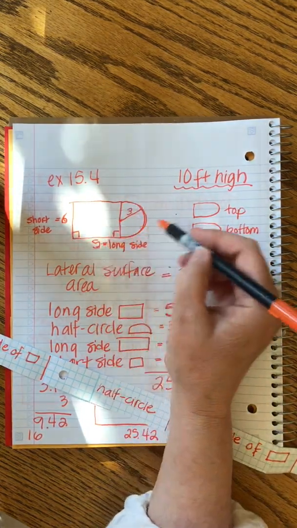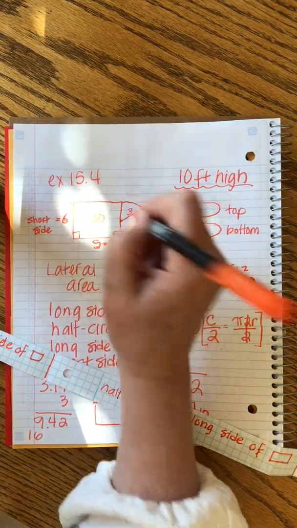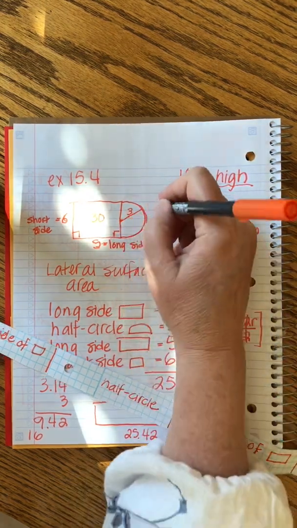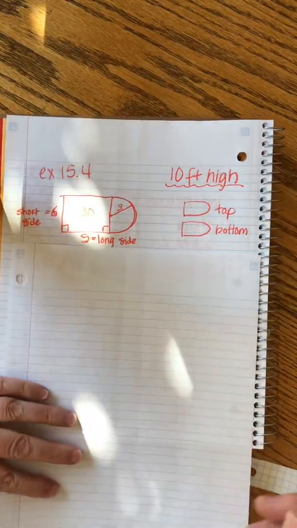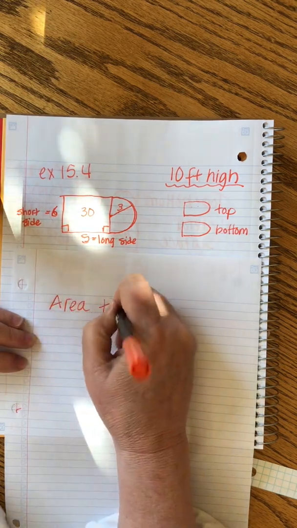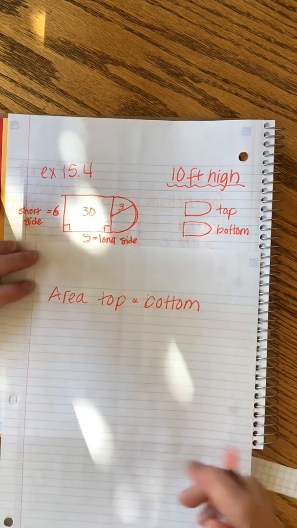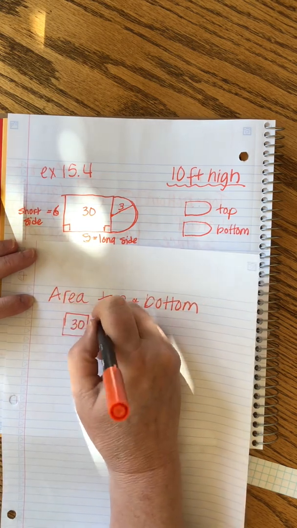But this is kind of a map that helps us calculate the top and the bottom. 6 times 5, well, that's 30. And then what's this? Again, we want half a circle. So we'll find, here, I need another piece of paper. I'm gonna rip it out so we can look at our picture. The area of the top or bottom is equal to the rectangle part, which is 30, and then the half circle.